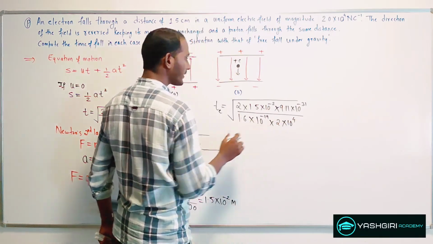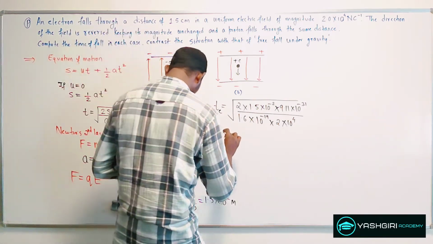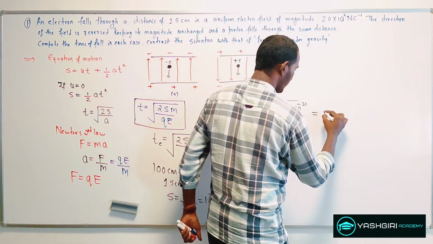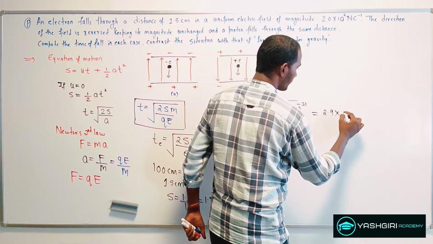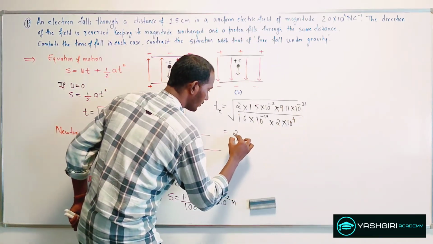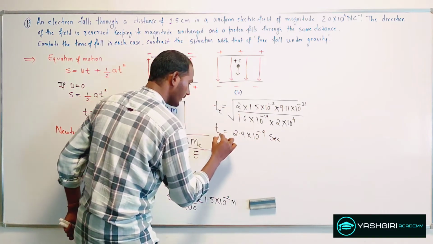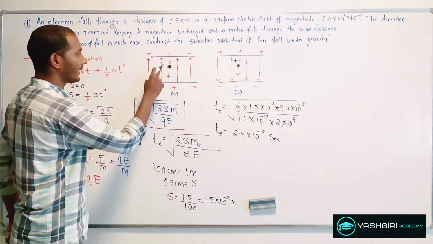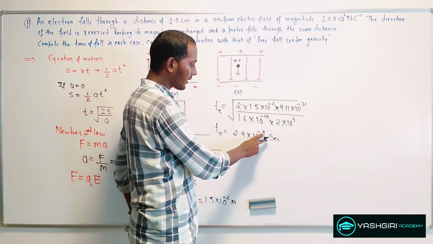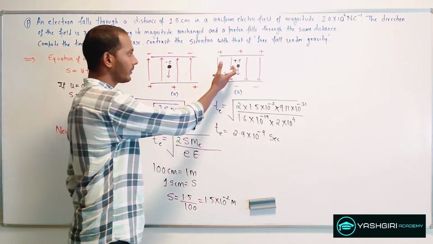And here if you just solve this expression, the time fall for your electron will be equal to 2.9 into 10 to the power minus 9 seconds. So that is the time fall, the time taken by the electron to fall at a distance of 1.5 centimeters. So it's 2.9 into 10 to the power minus 9 seconds. So that is the time. In the same way, you can also calculate the time taken by the proton.